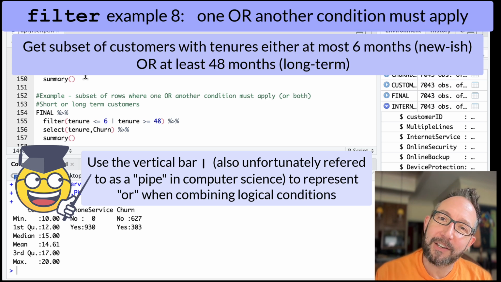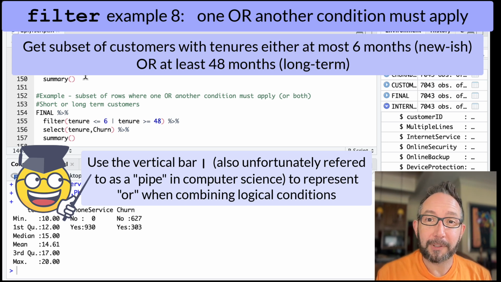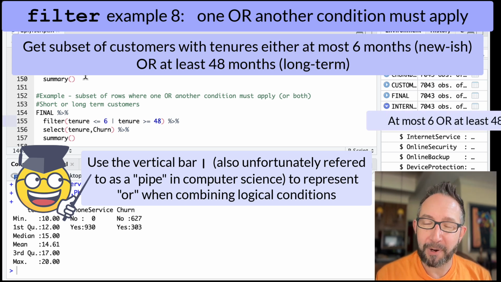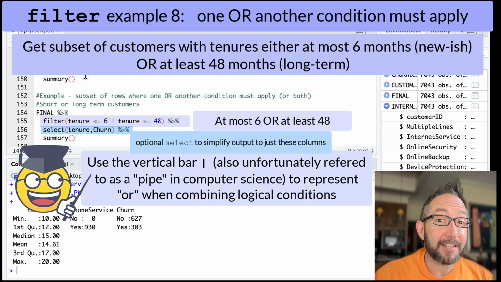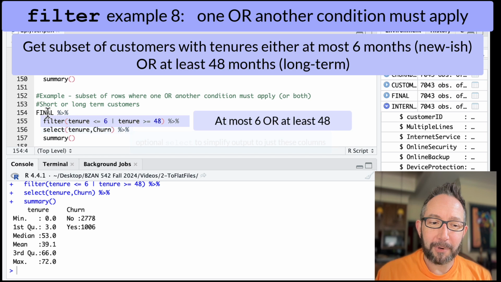So if I want brand new customers and customers that have been around for a long time, I can take my final data frame and I can pipe that into the filter function. And what I'm going to do is separate these conditions with the vertical bar. So brand new customers is going to have tenure less than or equal to 6, less than or equal to half a year. And then the vertical bar, and then the older customers that have been around for a while, tenure greater than or equal to 48. We'll pipe that into the select function once again so we can double check our work, and we'll look at the tenure and churn columns, and we'll look at a summary.